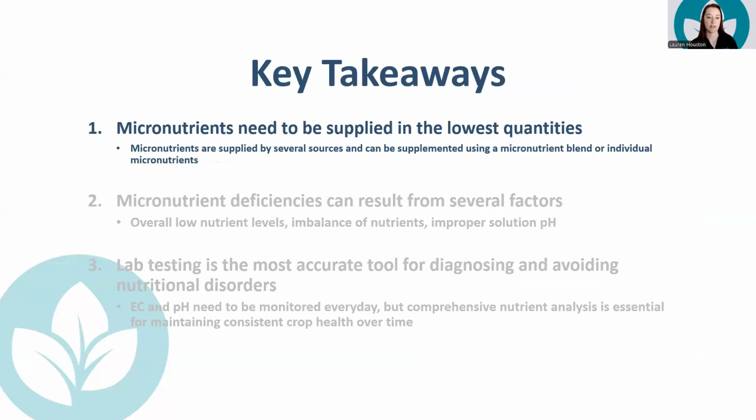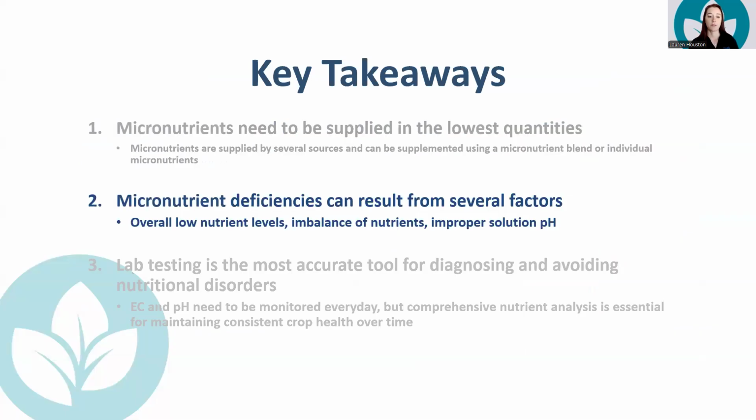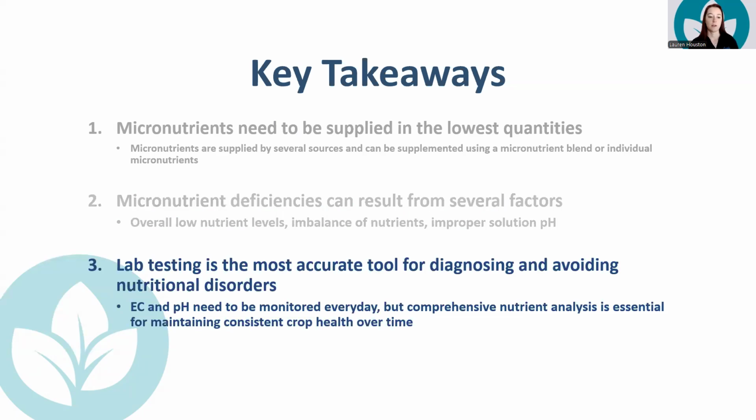So our key takeaways today are: one, micronutrients need to be supplied in the lowest quantities. They're supplied by several sources and can be supplemented using a micronutrient blend or even individual micronutrients. Micronutrient deficiencies can result from several factors, including overall low nutrient levels, imbalances of nutrients, or improper solution pH. And finally, lab testing is always the most accurate tool for diagnosing and avoiding nutritional disorders. EC and pH need to be monitored every day, but comprehensive nutrient analysis is essential for maintaining consistent crop health over time.